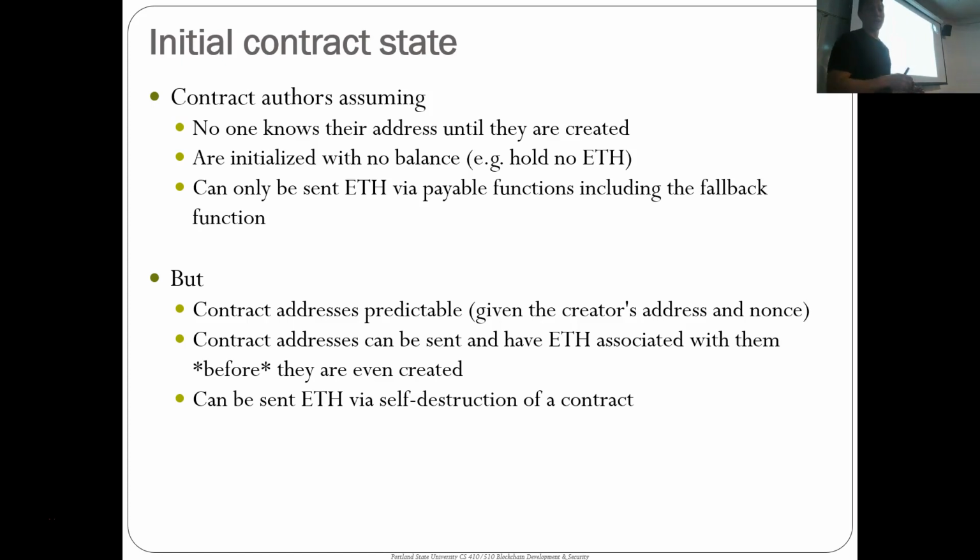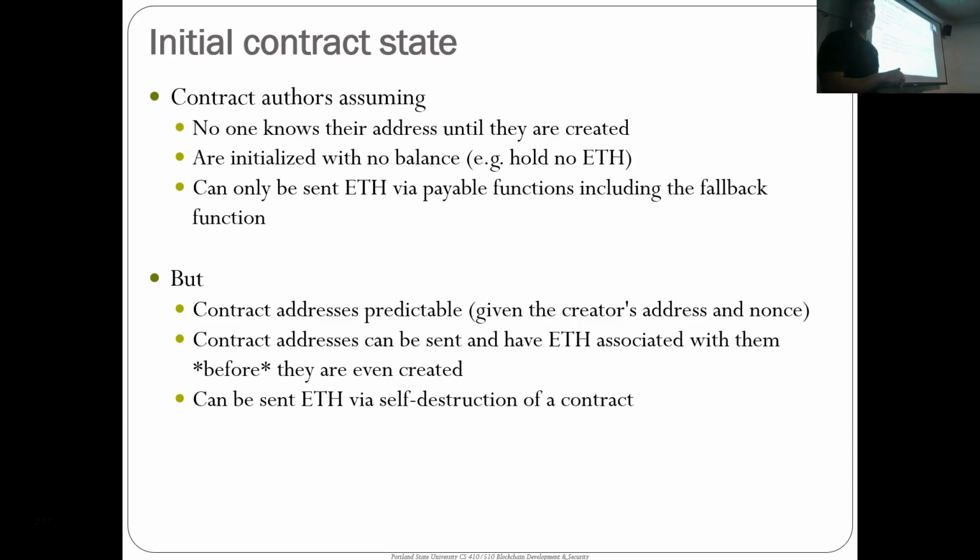That's not true. There's also an assumption that these addresses, when you create them, will have no balance initially, that there's no ether associated with a newly minted contract address. This is not true. And then another assumption is that they can only be sent ether via payable functions, including the fallback function, that there's a limited number of ways to actually accept currency into your smart contract. Okay, so these are all not true.